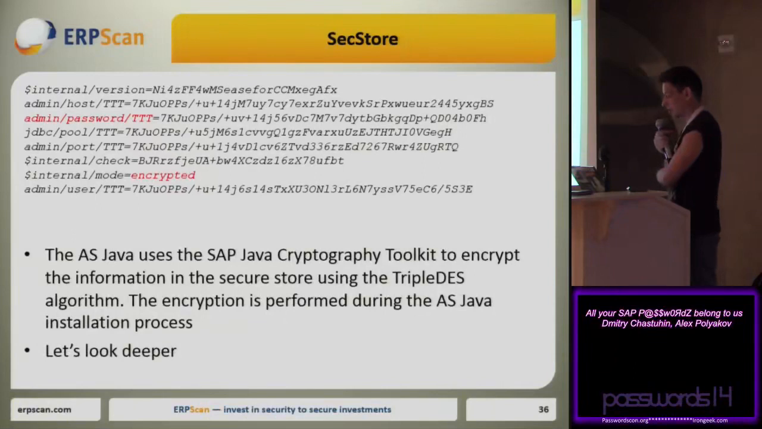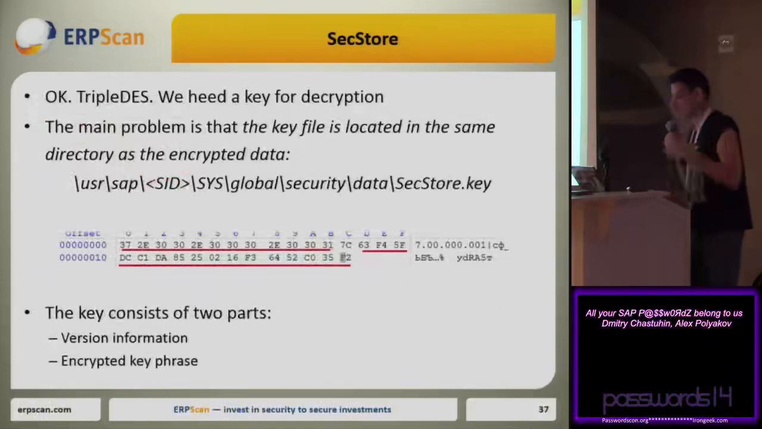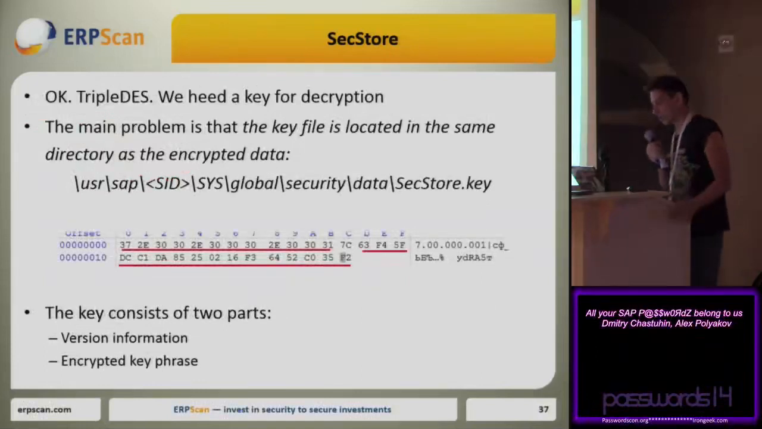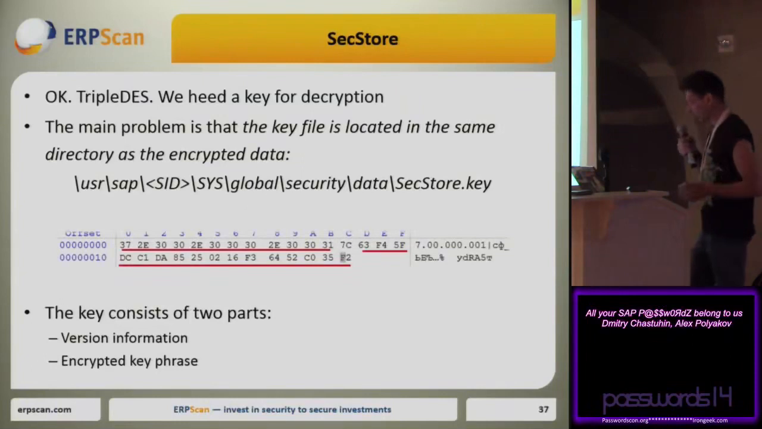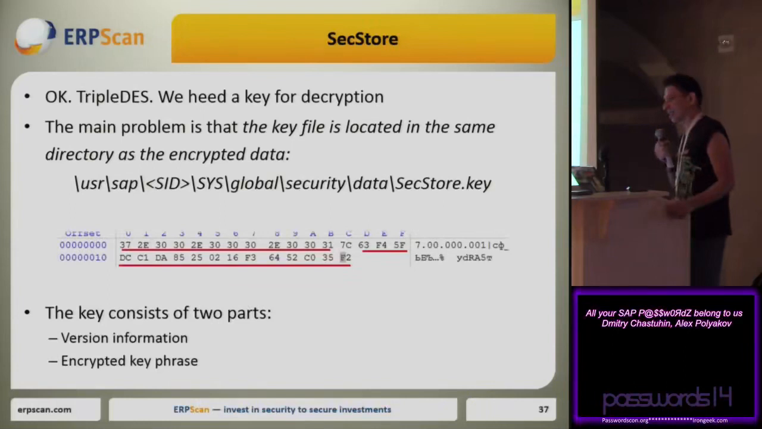Okay, now probably we need a key to decrypt this stuff. There is the main problem of the Java security storage: the key file is located in the same directory as the encrypted data, in the file SecStore.key. That's why if an attacker can read the file with encrypted data, he can also easily read the key to decrypt all the stuff. If we look deeper into this key file, we will see it consists of two parts: version information and an encrypted key phrase.